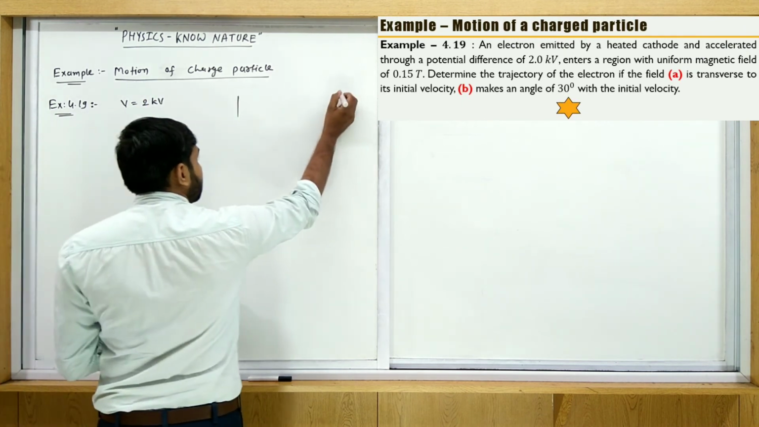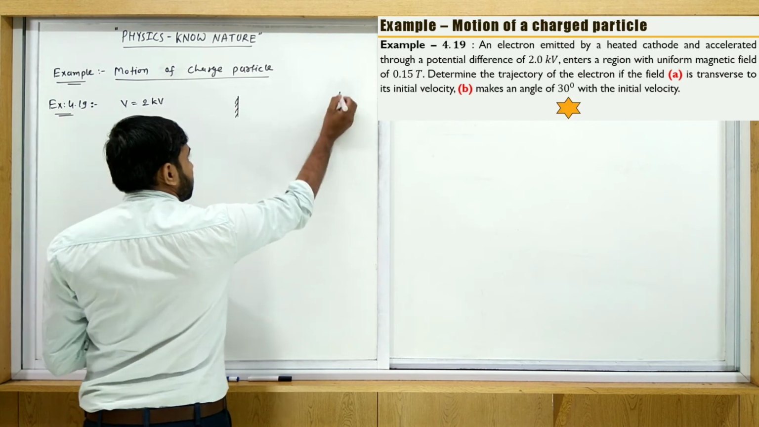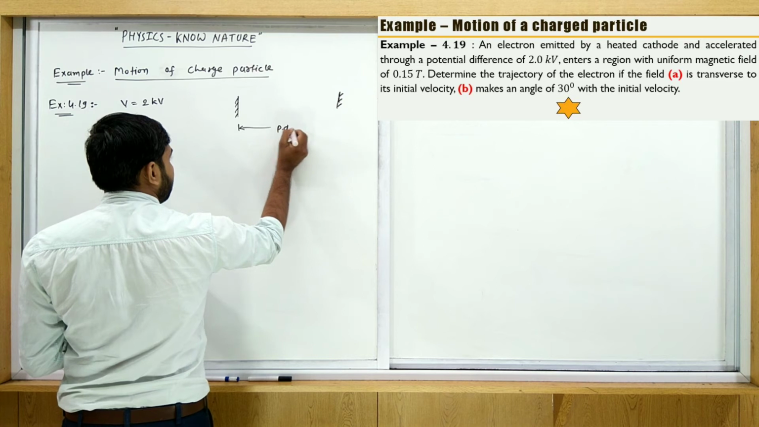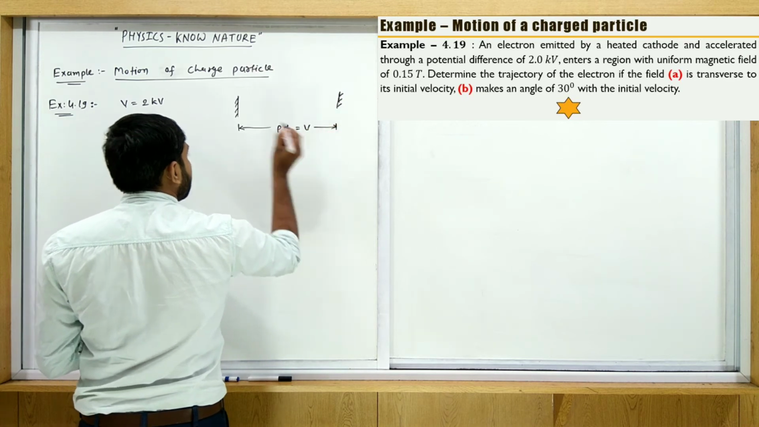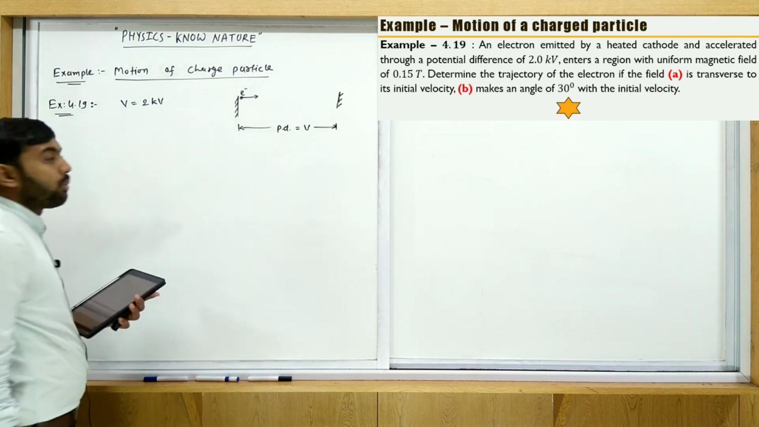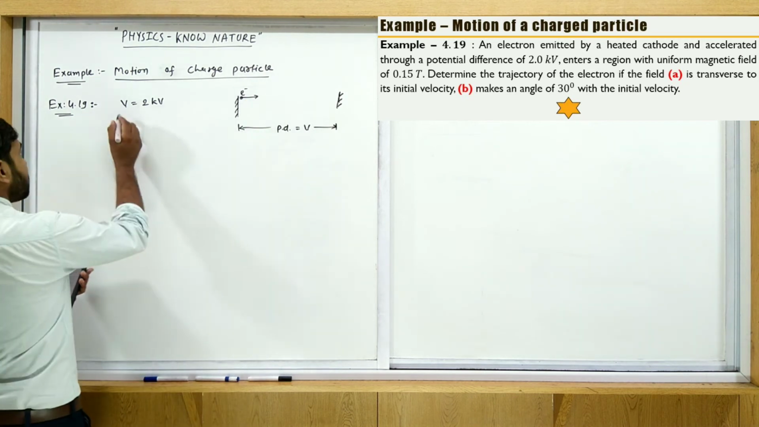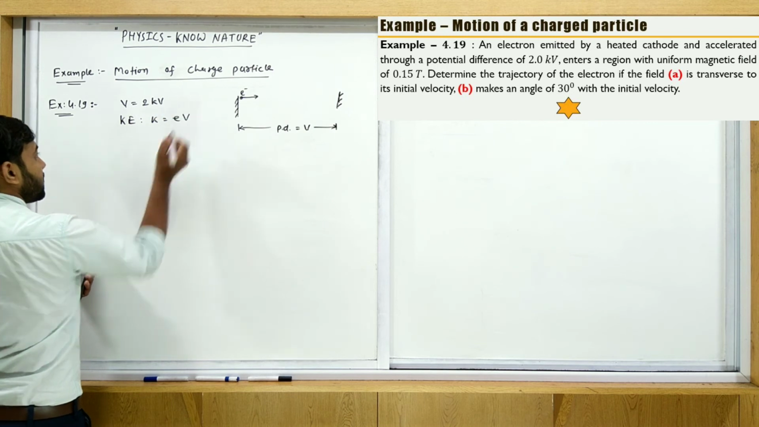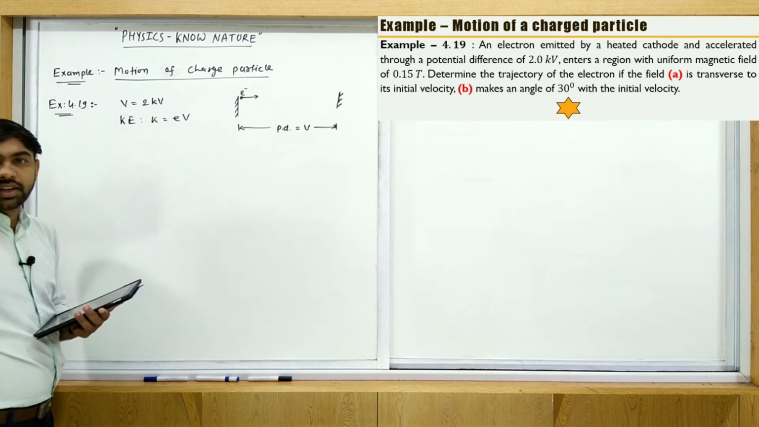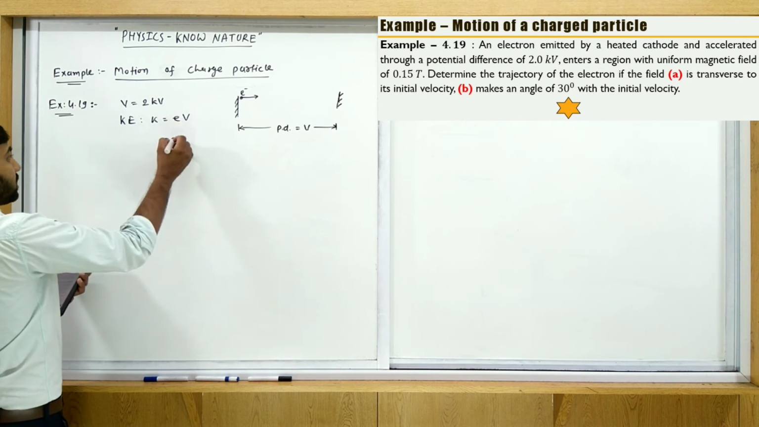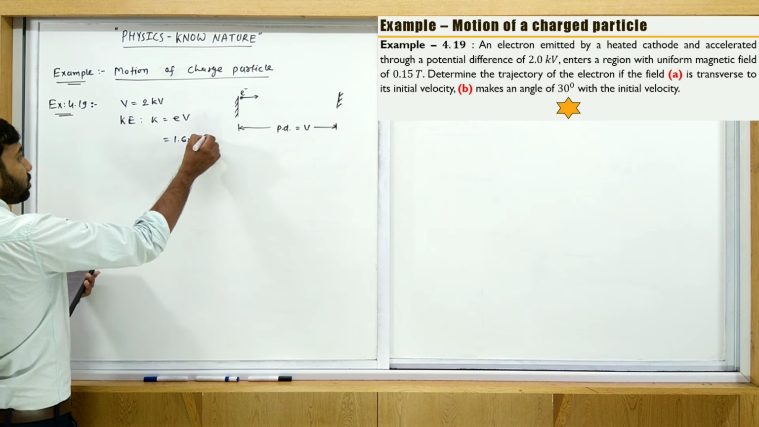Consider here those two plates are maintained at a potential difference equal to V. If the electron is accelerated through this, then how much energy is gained by this electron? So the kinetic energy of this electron is given as eV. Kinetic energy is given as e into V. What is e? e is 1.6 into 10 raised to minus 19.